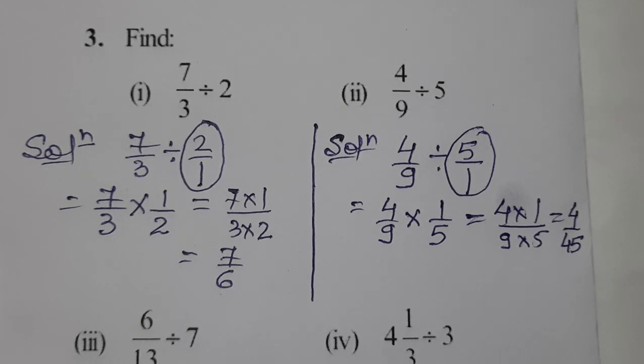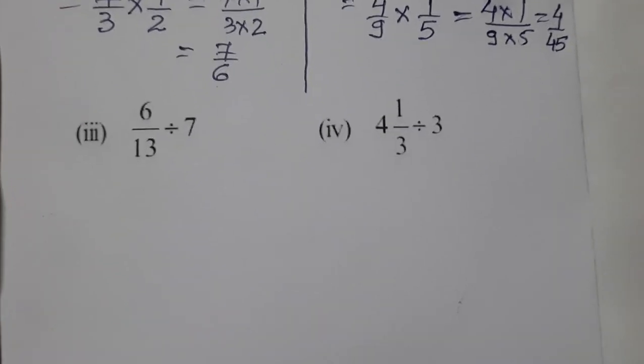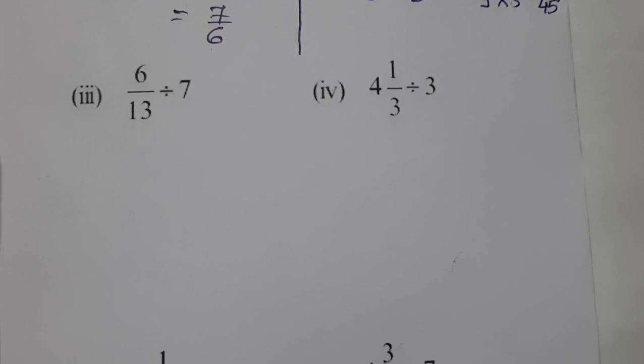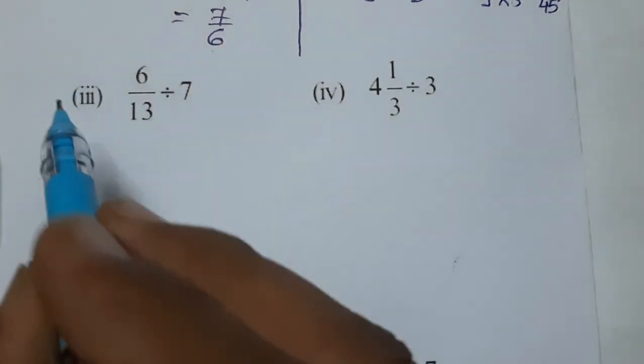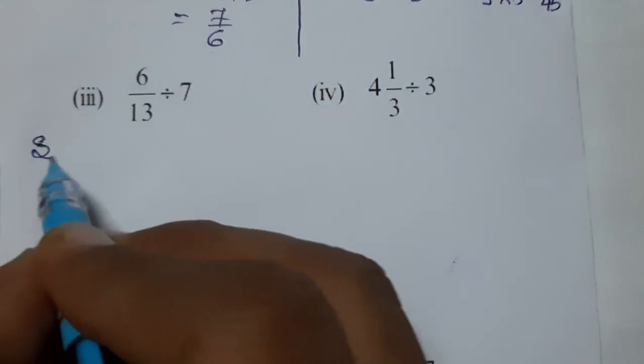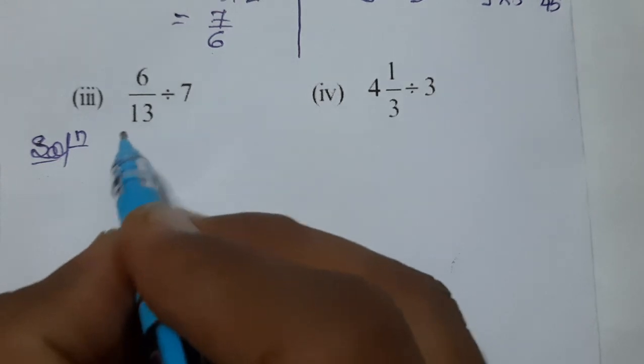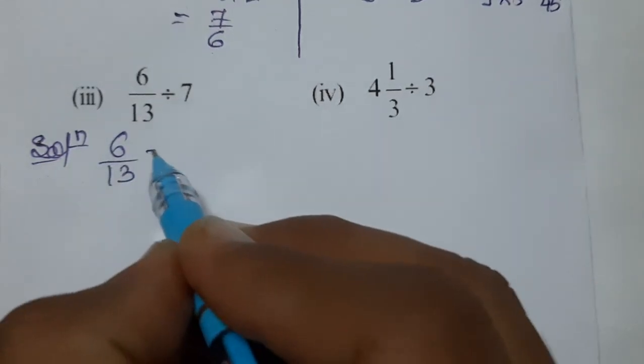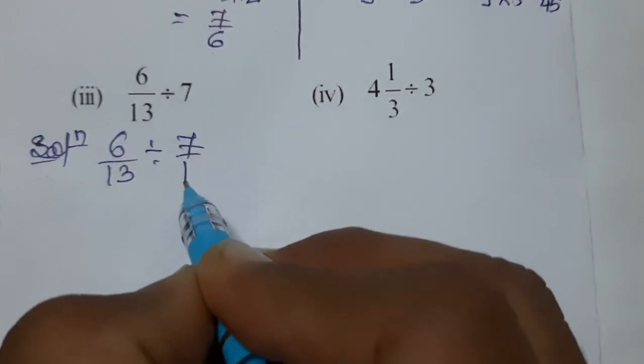Now see the next one, third one. Let us proceed to do question number 3. 6 by 13 divided by 7. So here again what we'll do? 6 by 13 divided by 7 by 1. We'll put 1 as denominator.